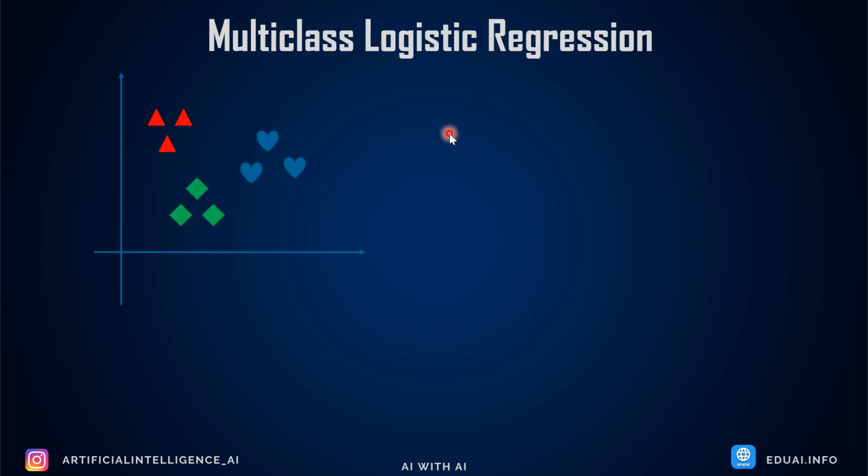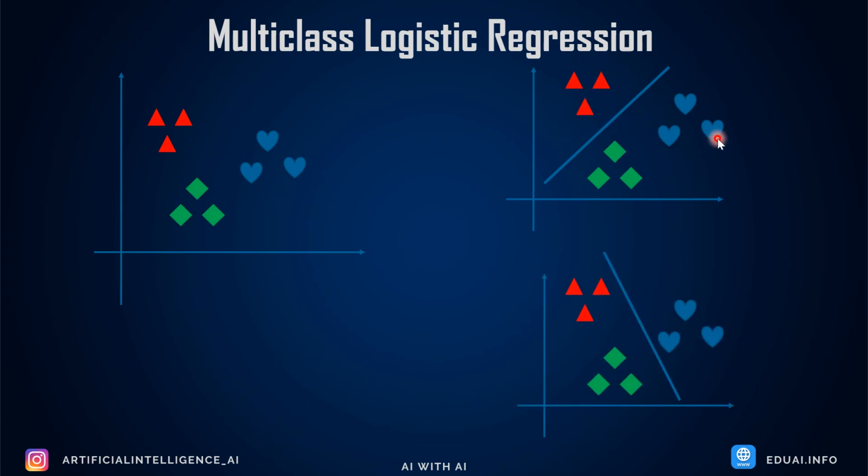And how does this work? It is one versus all. So it classifies one versus all and it keeps doing it again and again. So first time red versus others, second time blue versus others, and third time green versus others. So this is how multi-class classification works in logistic regression.